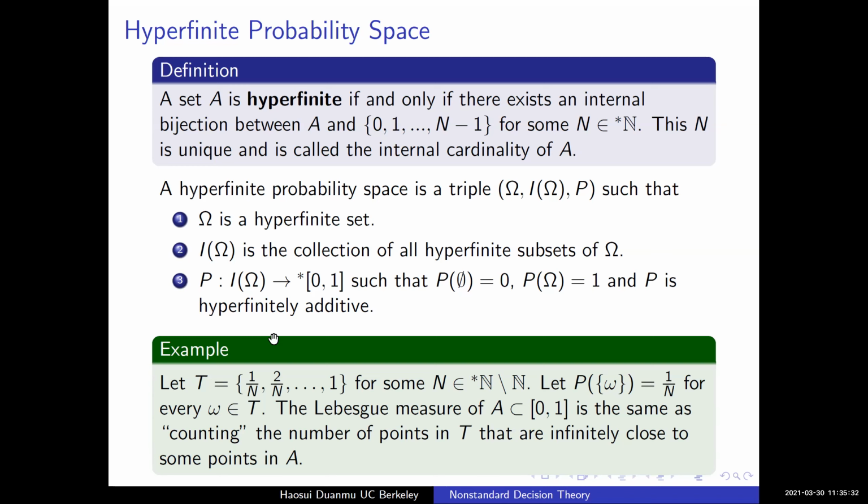This hyperfinite probability space can be used to represent the Lebesgue measure on the unit interval [0, 1]. Informally and incorrectly, but intuitively, the Lebesgue measure of a set A is the same as counting the number of points in T that are infinitely close to some points in A.